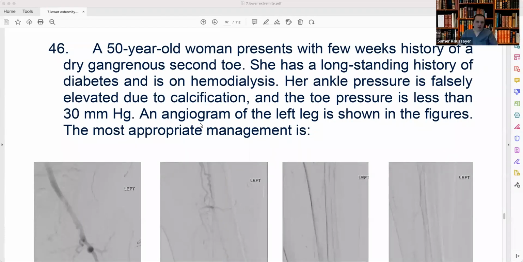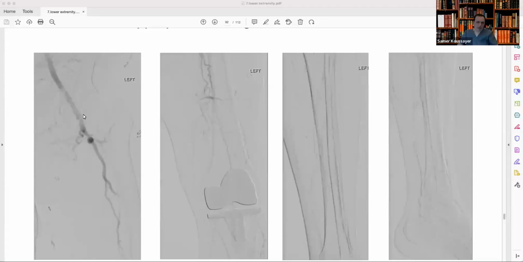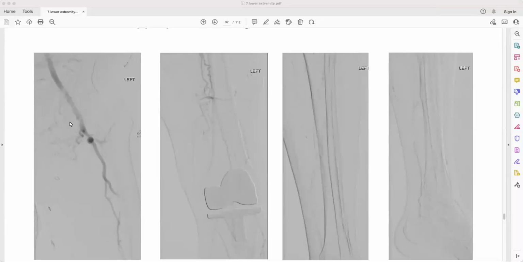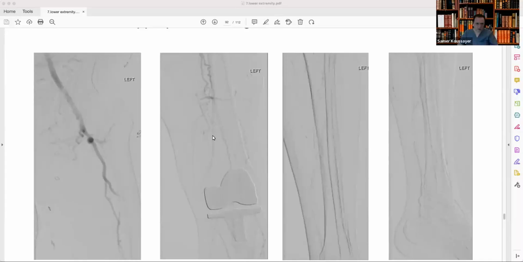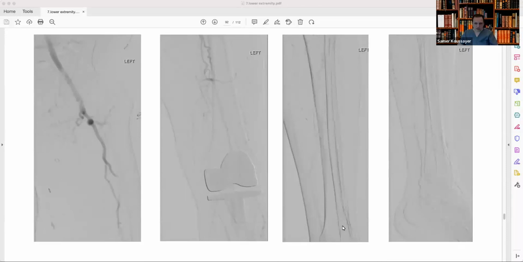Well, let's see the angiogram. Here you see only the profunda. You see the SFA is occluded, flush occlusion, complete occlusion. The SFA is occluded, the popliteal is occluded, everything is occluded. You go below the knee, everything is occluded. You see calcification here in the artery.